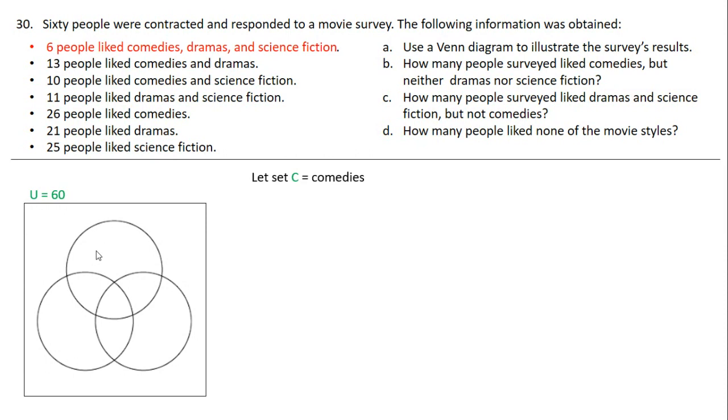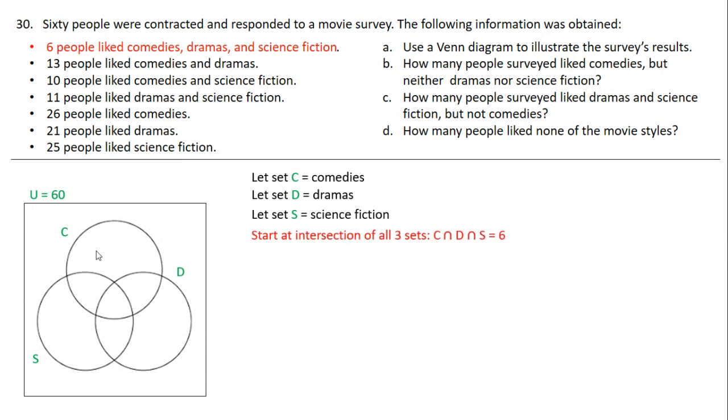All right, so let's just label these C for comedies. And I'm assuming that D would be for drama, yeah. And science fiction S, maybe. Let's see. Yes, S for science fiction. So we're labeling our set C for comedies, D for dramas, S for science fiction. All right, so let's go ahead and start doing. Let's start with our intersection, our middle one. What is shared by all of them, right?